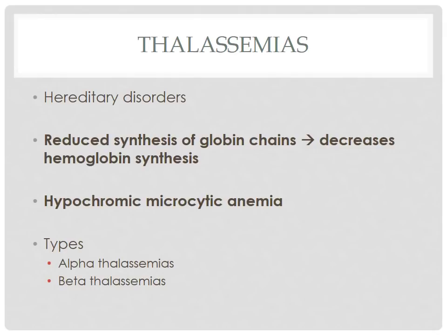Thalassemias. Thalassemias are a hereditary disorder which involves a reduced synthesis of globin chains. This is important to remember because thalassemia is a globin issue. Other anemias like iron deficiency anemia and anemia of chronic disease are problems with heme. So it's important to make sure you know that this is globin. The decrease in the globin chains leads to decreased hemoglobin synthesis. Thalassemias are hypochromic microcytic anemias, and there are 2 types we'll discuss, alpha and beta thalassemias.